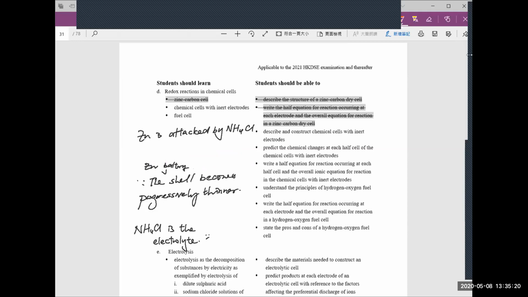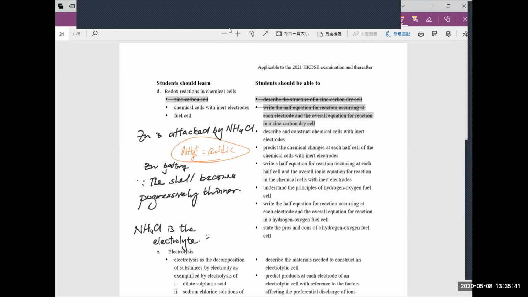I've said before, ammonium chloride is not neutral. Ammonium chloride is acidic. So that is the reason, right? That is the reason. So they will slowly dissolve, sink, to form zinc ions.